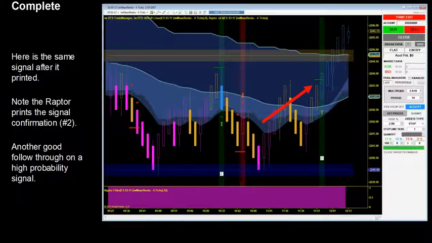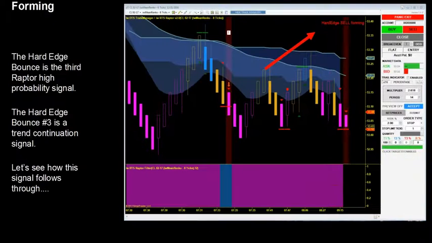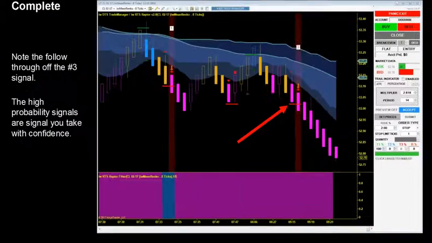Now here we also get the audio alerts, we get the warning dots, and we'll get the pre-signal printing in the top right corner of your chart to let you know that you may be looking at a reversal trade, giving you plenty of time to set up and take that trade. You're never rushed with the Raptor trading system. And then once that signal completes, of course, we see a little bit more follow-through as well. Again, usually enough to at least find our high probability profit target, but very often the market will move much further. Our third signal is the hard edge bounce.